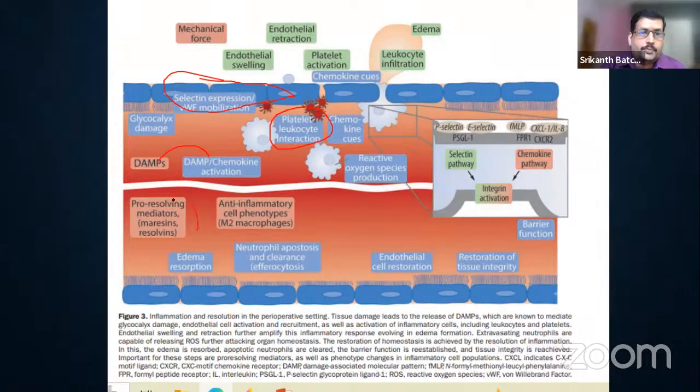The pro-inflammatory macrophages develop into anti-inflammatory cell types, and this causes these changes: edema resorption, neutrophil apoptosis and clearance, which is termed efferocytosis, where the apoptotic cells are effectively cleared by the macrophages. Endothelial cell restoration occurs, and tissue integrity, including the damaged glycocalyx, is restored, and the body returns to the normal state.